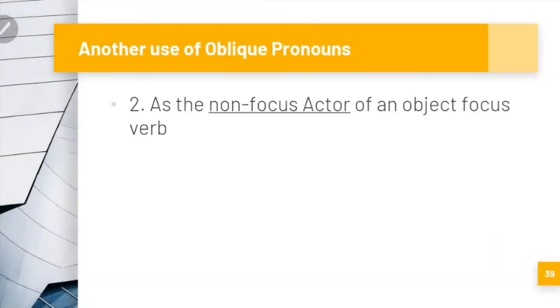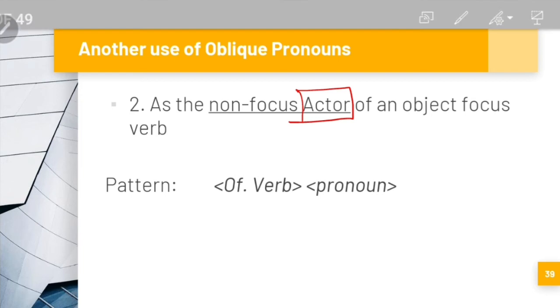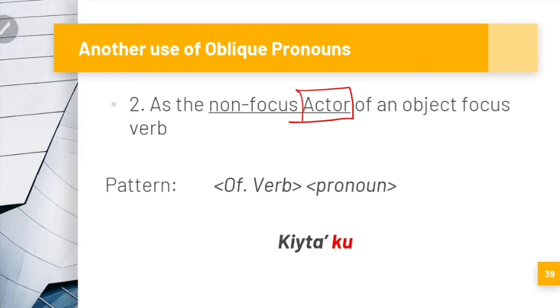Okay, so another use of oblique pronouns is as the non-focus actor of an object-focused verb. So how is this? You can see this pattern, an object-focused verb followed by an oblique pronoun. Remember, in our previous lessons, we introduced an example of an object-focused verb, the e-verbs. What are e-verbs? These are verbs with an IY infix in between the verb.